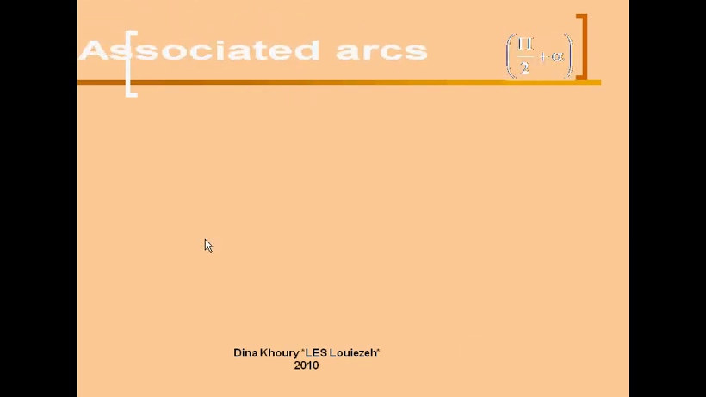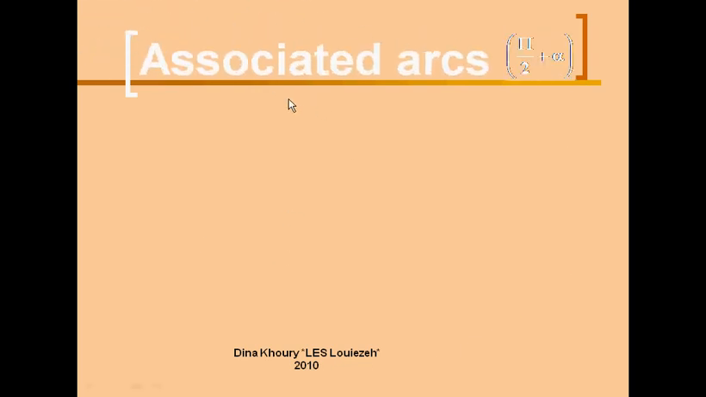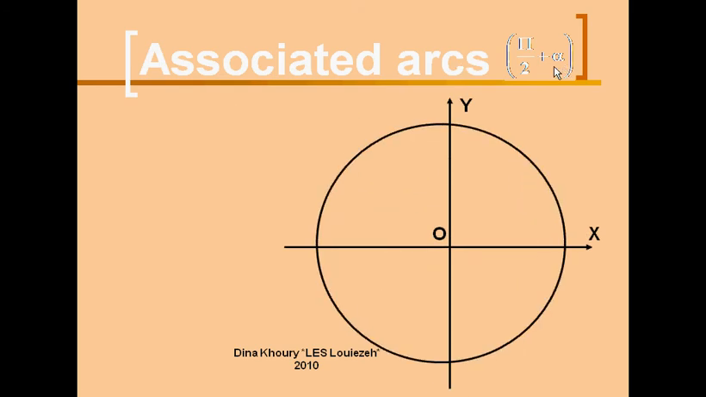We want to associate between the trigonometric functions of alpha and the trigonometric functions of pi over 2 plus alpha. So we draw the trigonometric circle with the x-axis to be the cosine axis and the y-axis to be the sine axis, and they intersect at the center of the circle O.